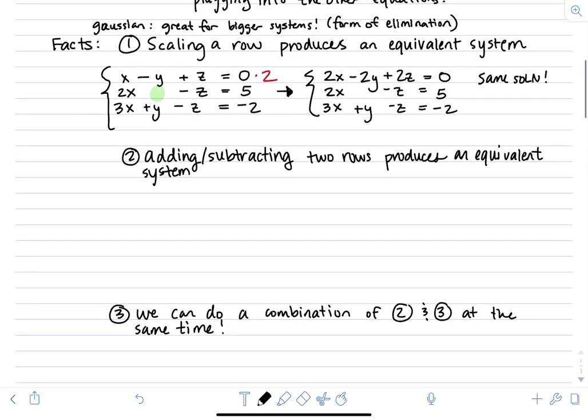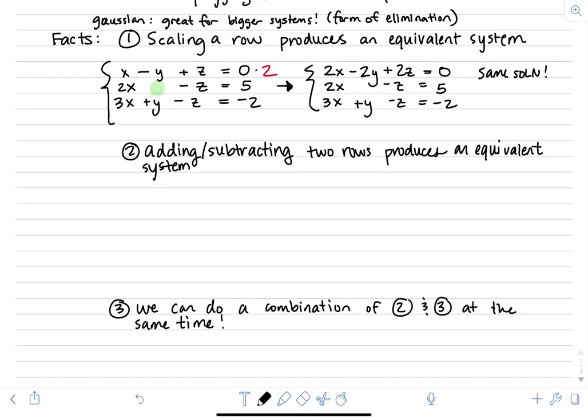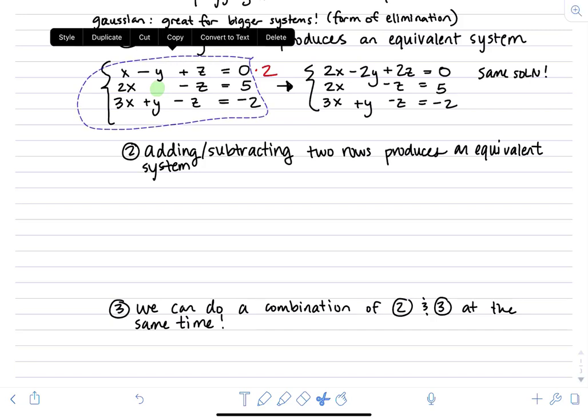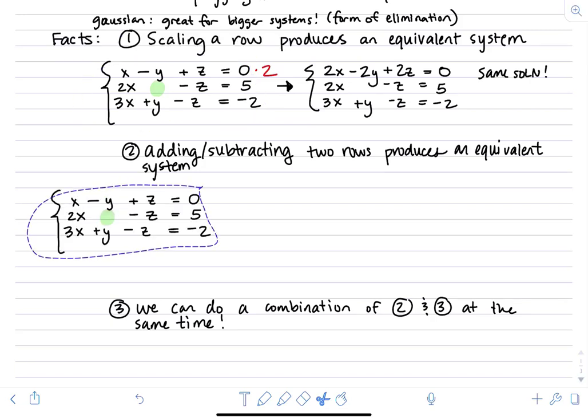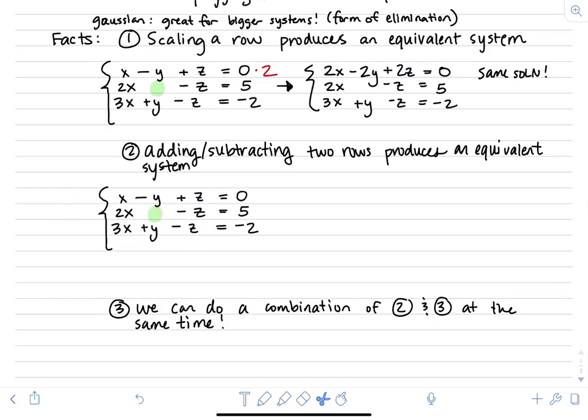Okay, the next fact that we're going to use quite a bit is that when we add and subtract 2 rows and replace one of our equations, we'll produce an equivalent system. So again, let's take our system. So there's our system again. And let's say that what we're going to do is take row 1 and add row 2 to it. So our new system would be adding row 2 to row 1.